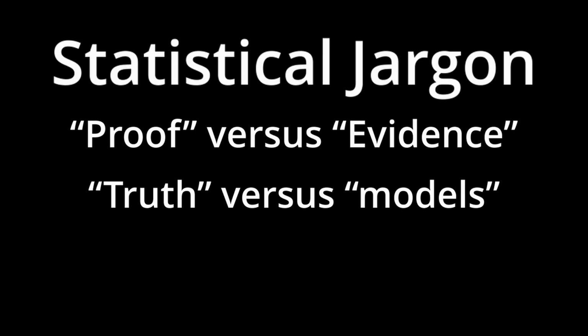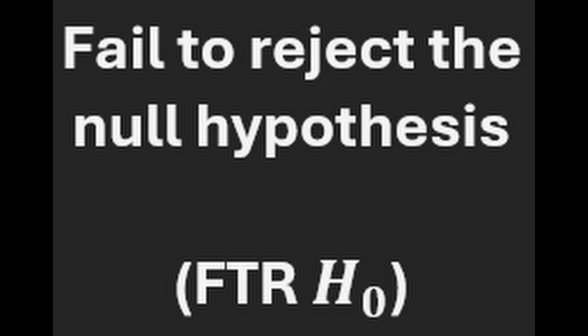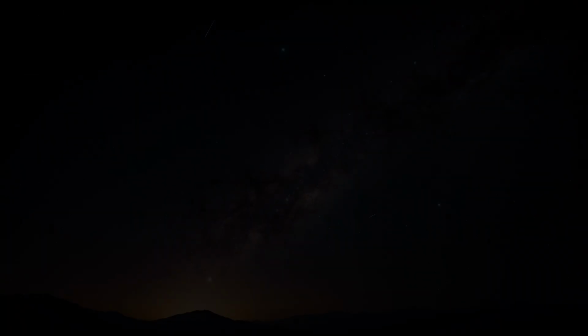Indeed, the verbiage of the two decisions from hypothesis testing that could be made was either to 1. Reject the null hypothesis, REJH sub 0, or 2. Fail to reject the null hypothesis, FTRH sub 0. This language emphasizes two important ideas about science in general.